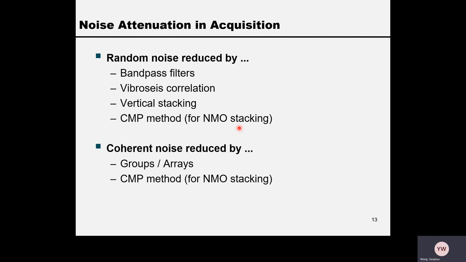The CMP method, of course, is also effective for coherent noise. After NMO stacking, the primaries will be enhanced, but the coherent noise, such as multiples, will be suppressed. Not completely though, but NMO is nevertheless a good way for coherent noise reduction.